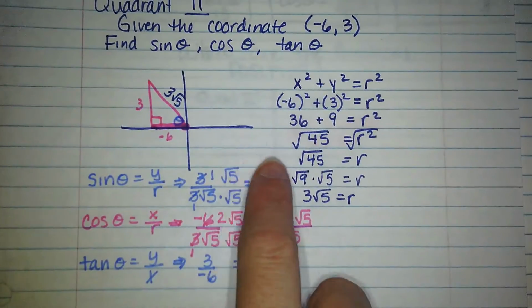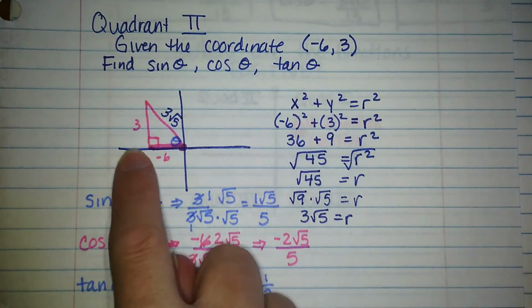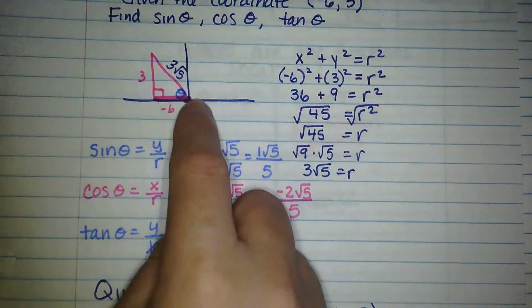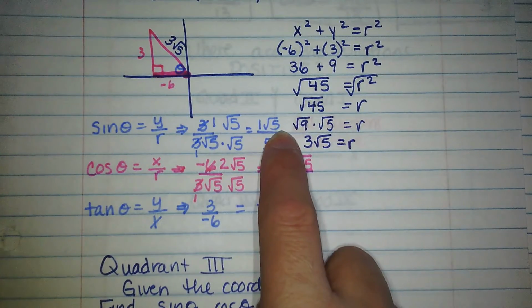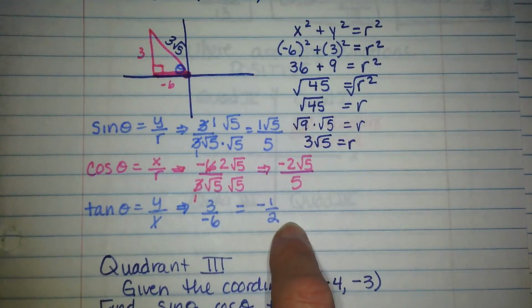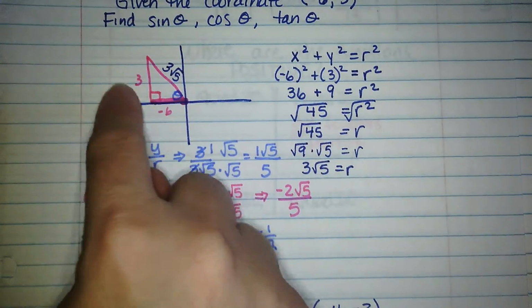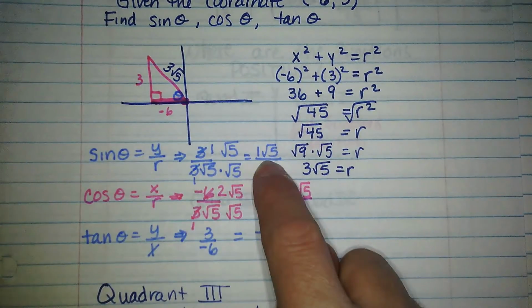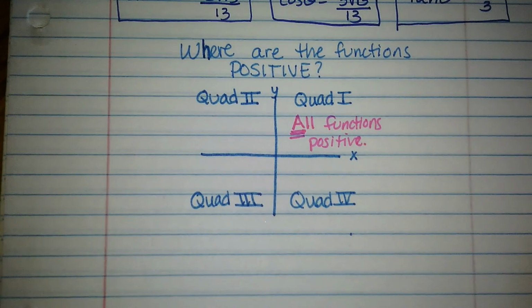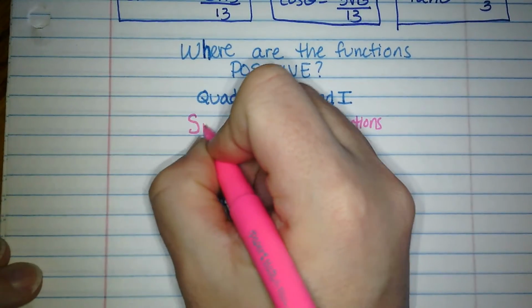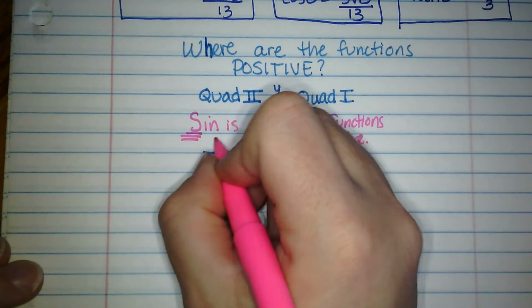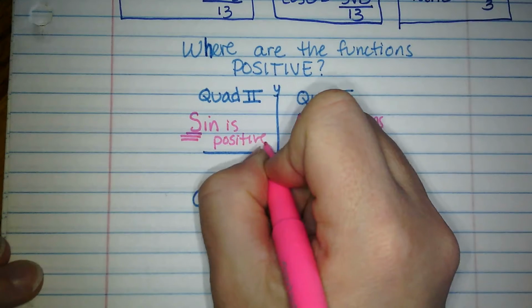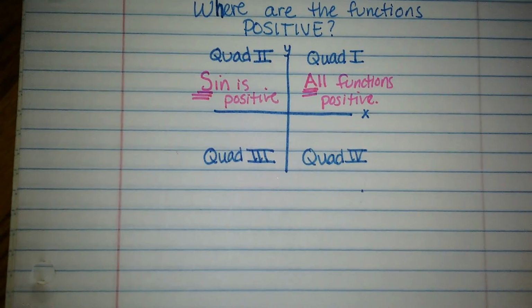In quadrant 2, our coordinate was negative 6, 3, which gave us a quadrant 2 angle. And in quadrant 2, sine was positive, cosine was negative, tangent was negative. So in quadrant 2, sine is the only one that's positive. Then we have quadrant 3.